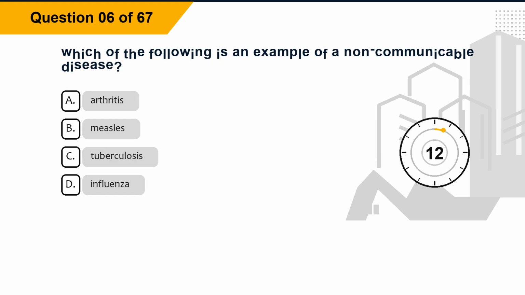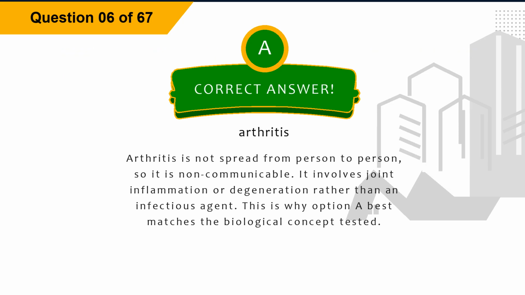Question 6. Which of the following is an example of a non-communicable disease? Option A, arthritis. Option B, measles. Option C, tuberculosis. Option D, influenza. The correct answer is option A, arthritis. Explanation: arthritis is not spread from person to person, so it is non-communicable. It involves joint inflammation or degeneration rather than an infectious agent. This is why option A best matches the biological concept tested.